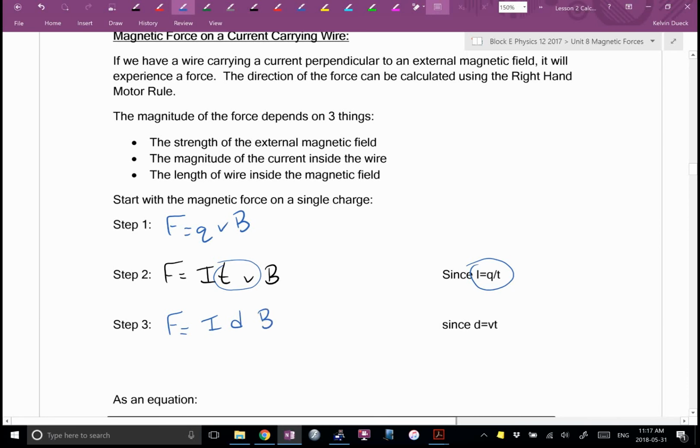Now, we're going to pause. Here's what I wrote. The magnitude of the force depends on three things. The strength of the magnetic field, did we end up with a B in our equation? The magnitude of the current, did we end up with an I in our equation? And I said it depends on the length of the wire. Did we end up with a distance? And I'm going to use, instead of D, L for length, just so I don't confuse that with my kinematics D.